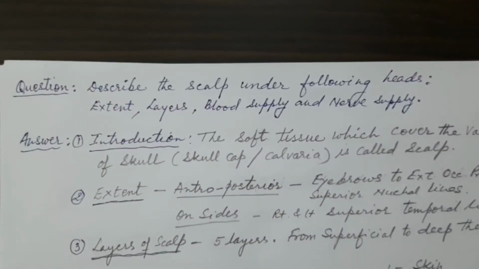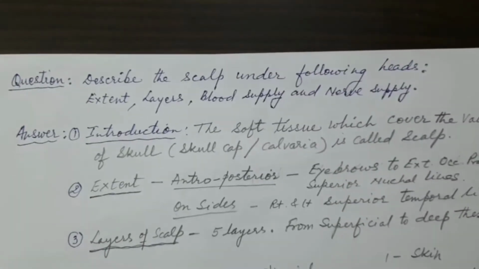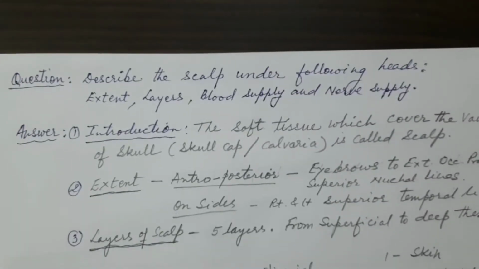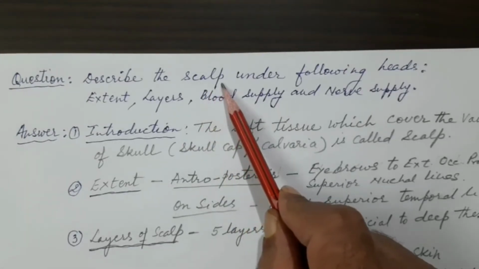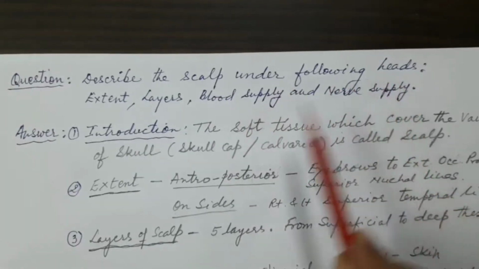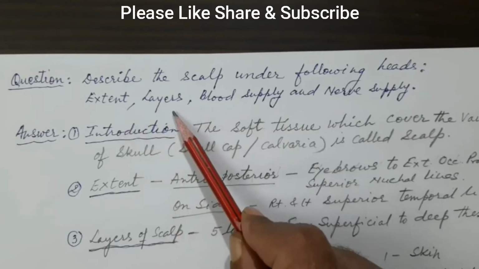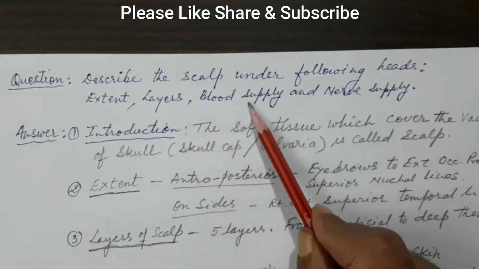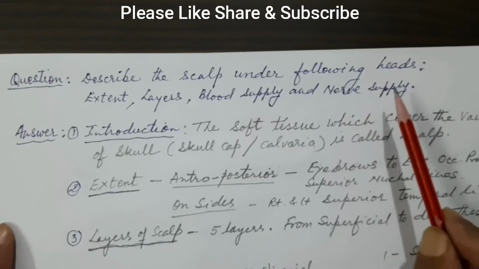Students, from today I'm going to upload lecture videos on head and neck. This question is: describe the scalp under the following heads. It is the extent of the scalp, layers of the scalp, blood supply and nerve supply of the scalp.